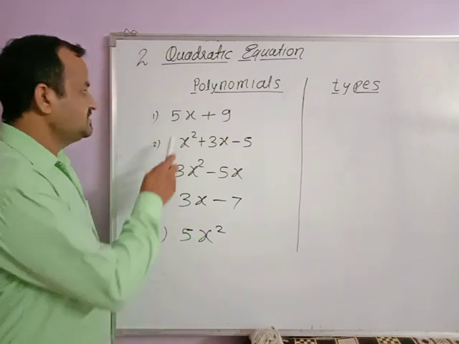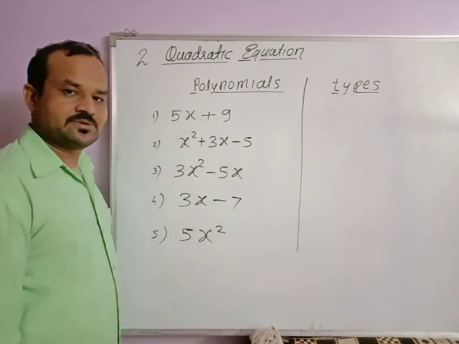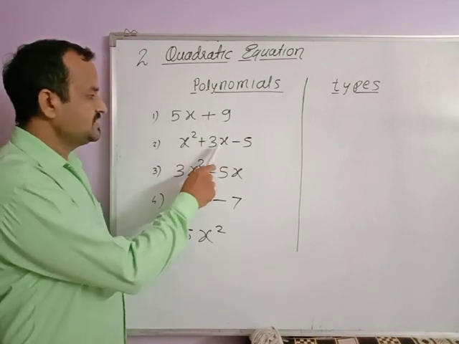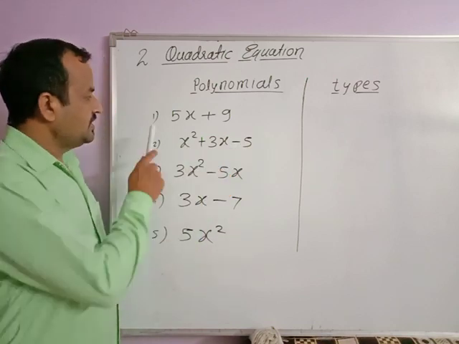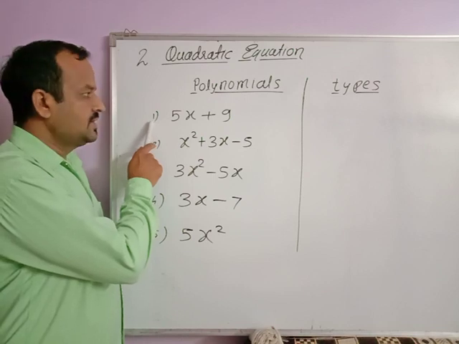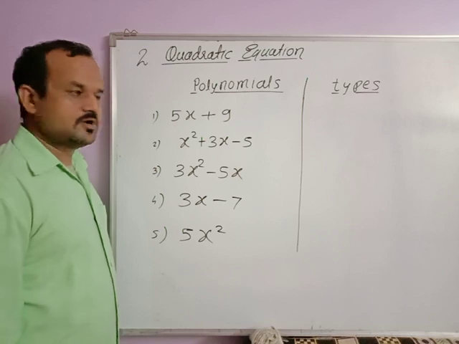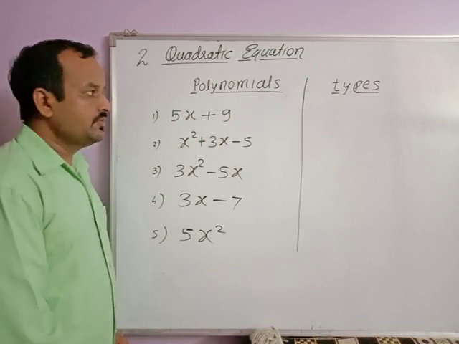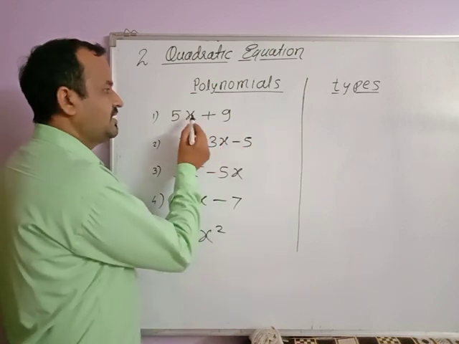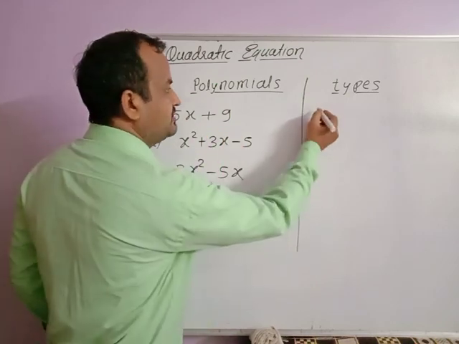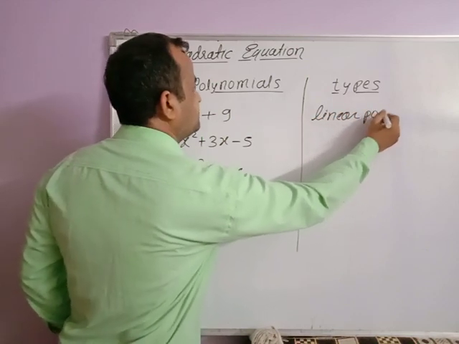Now these are some polynomials: 5x plus 9, x square plus 3x minus 5. In the first polynomial, the degree of the variable is 1. According to that degree, we classify this polynomial: if the degree is 1, then we say that it is a linear polynomial.